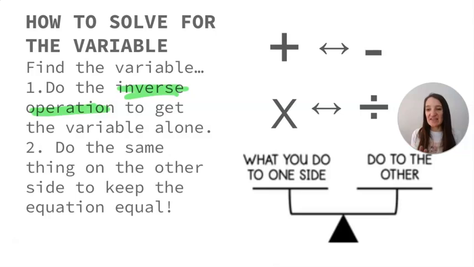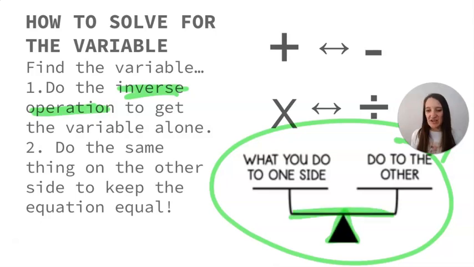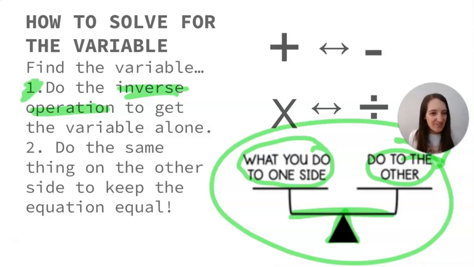And then the second step is what I have down here. It's like the little balance, right? And then to keep things equal, if we subtract 6 on one side, we need to make sure that we do the exact same thing on the other side. So the first step is to find the inverse operation to get the variable alone. The second step is to do the same thing on the other side so that they can stay perfectly balanced.